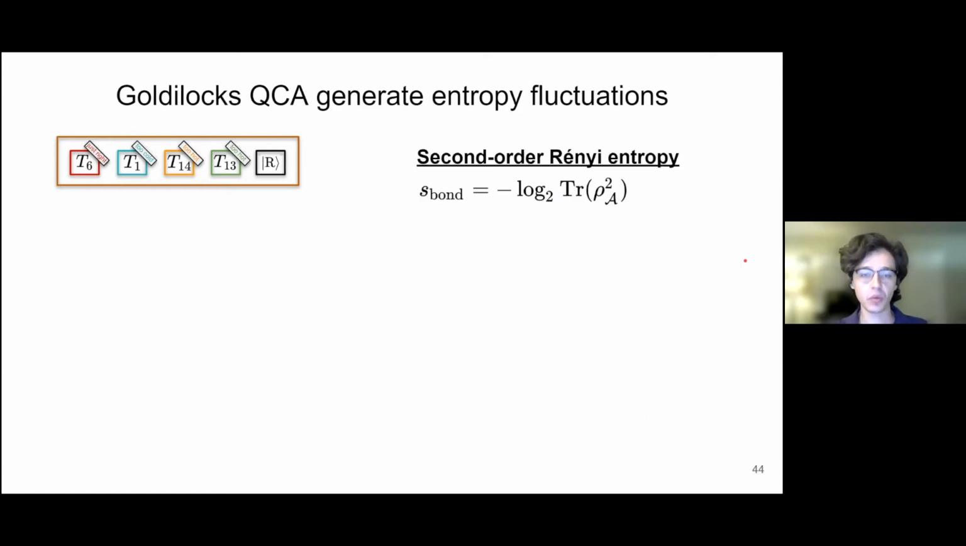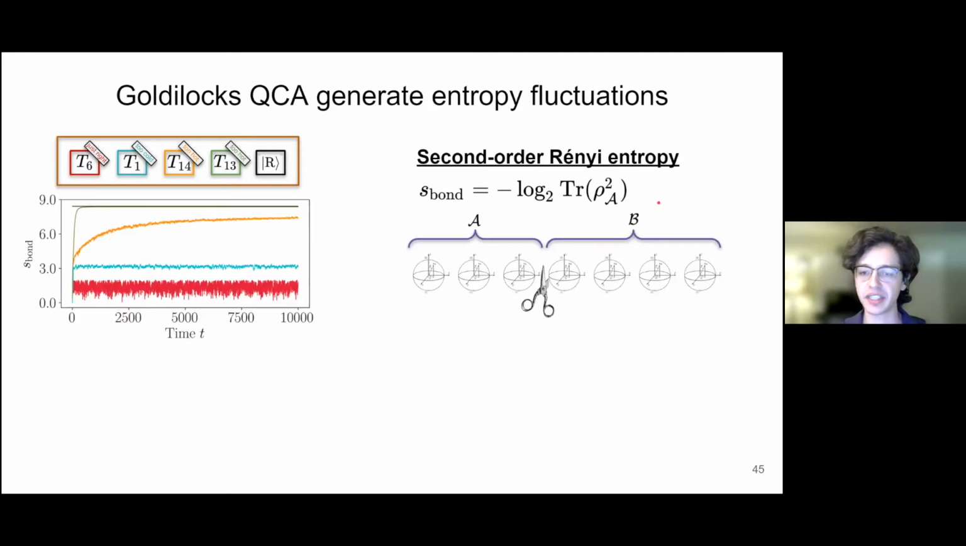So another way we can connect back to complexity science is to look at entropy fluctuations. For this study, we're going to look at the second order Renyi entropy, a slightly different quantum entropy. It still quantifies entanglement. It's related to the purity of a quantum system. But in particular, for the subsystem A, we're going to be interested in a bipartition.